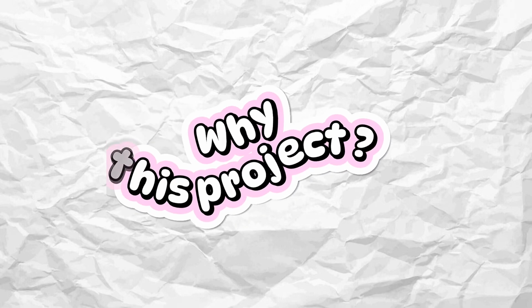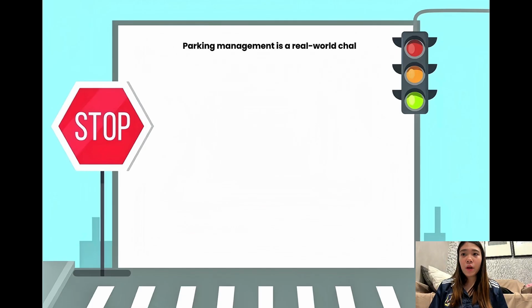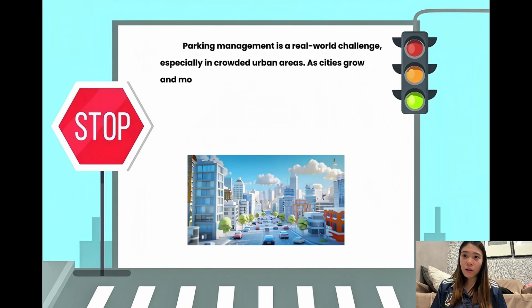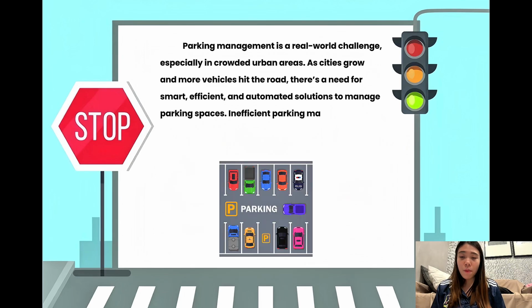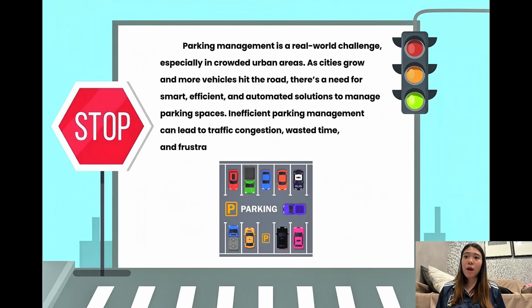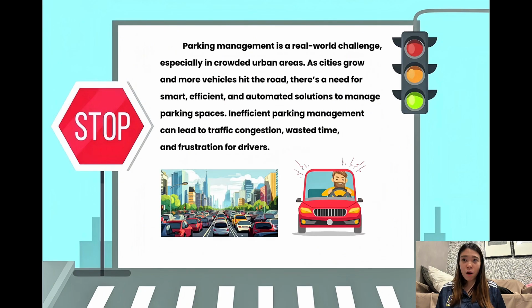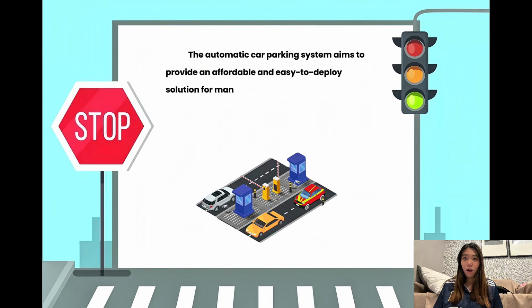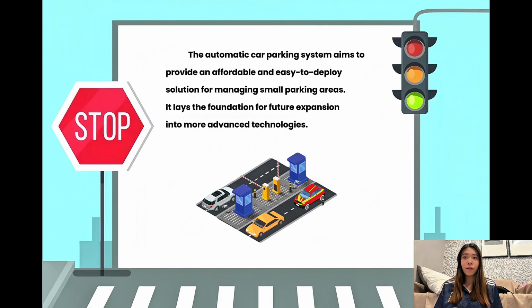Why this project? Parking management is a real-world challenge, especially in crowded urban areas. As cities grow and more vehicles hit the road, there's a need for a smart, efficient, automated solution to manage parking spaces. Inefficient parking management can lead to traffic congestion, wasted time, and frustration for drivers. The automatic car parking system aims to provide an affordable and easy-to-deploy solution for managing smart parking areas. It lays the foundation for future expansion into more advanced technologies.